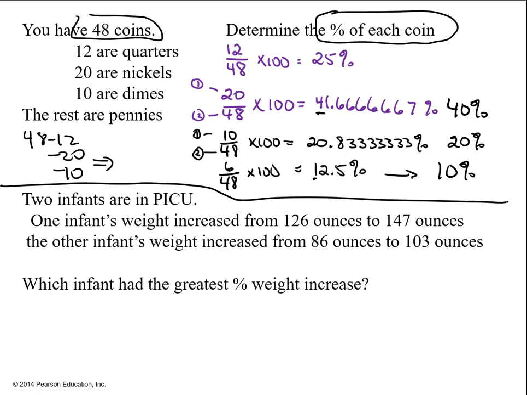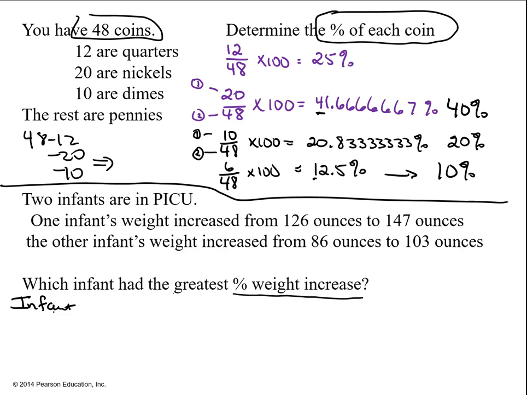So if you just look at them, which one do you think gained more weight by percent? Okay, so you think infant 1. Okay, because it looks like it started off, it's a bigger baby at the end. So let's do the calculation. So to figure out percent weight increase, how do I do that for infant 1? So 126 is their initial weight, 147 is their final weight. So I want to know what is their percent weight increase. So what do I have to do? What's the increase?